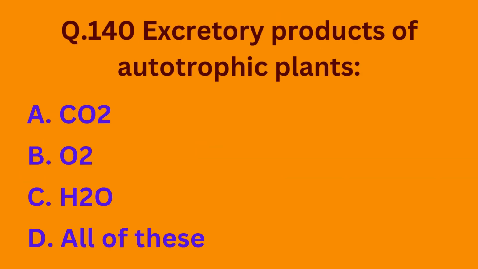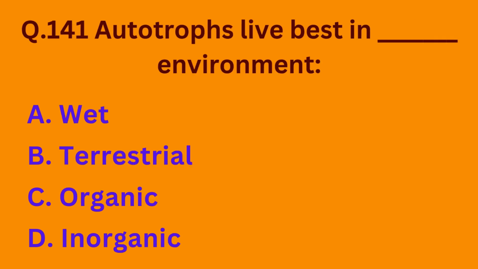Our next question is excretory products of autotrophic plants. Option A, carbon dioxide. Option B, oxygen. Option C, water. Option D, all of these. The correct option is option B. Oxygen is basically excretory product of autotrophic plant.